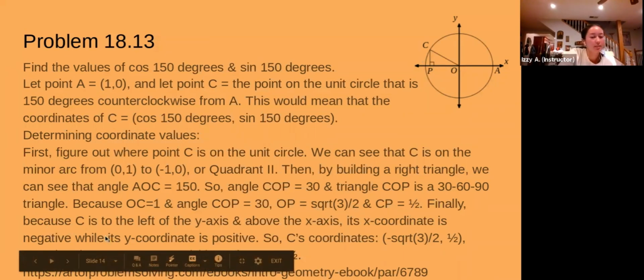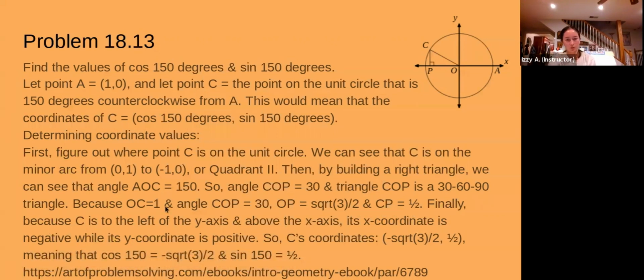Finally, because C is to the left of the y-axis and above the x-axis, its x-coordinate is negative, while its y-coordinate is positive, as we previously talked about when we were going over quadrant 2. So C's coordinates would be negative square root of 3 over 2, 1/2, meaning that cosine of 150 degrees is negative square root of 3 over 2, and sine of 150 is 1/2.